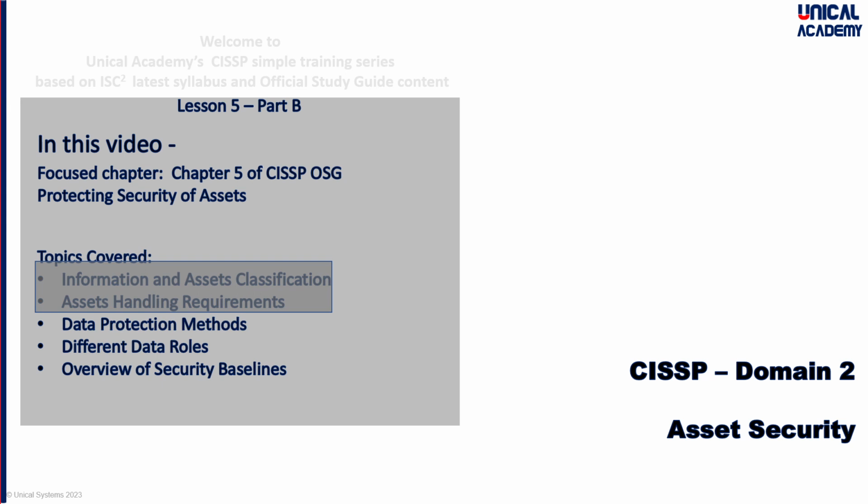This is part 2 of lesson 5 that talks about protecting security of assets related to domain 2. In part A, we covered these two. Now in this second part, part B, we will be focusing on data protection, different data roles, as well as the bare minimum security. That is the security baseline that an organization should follow.